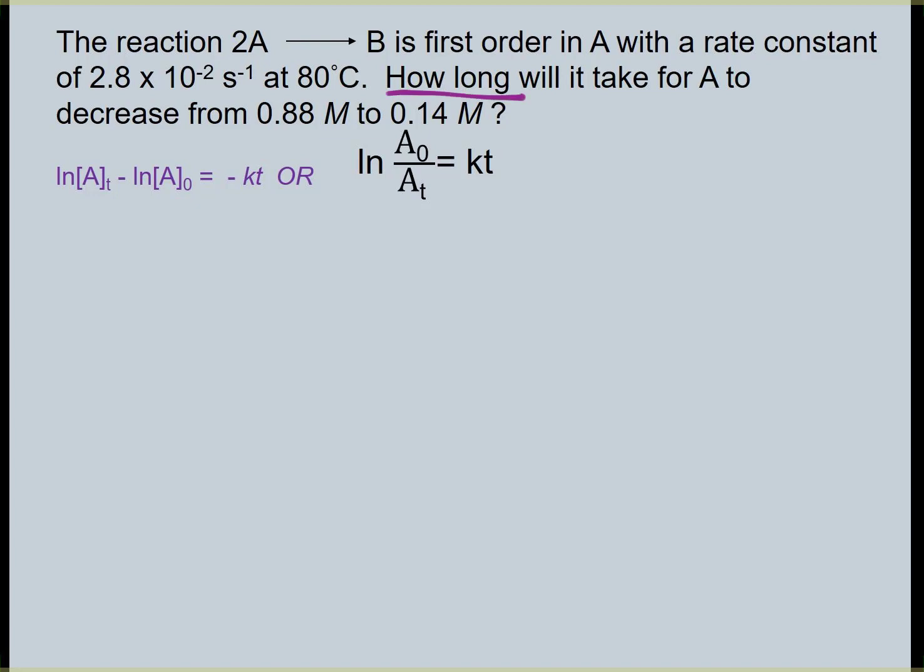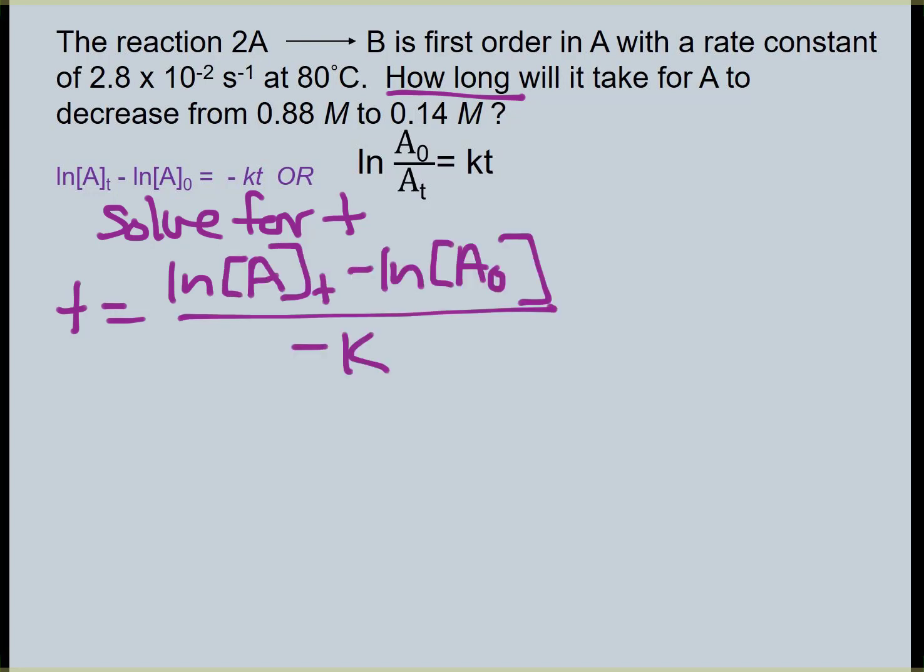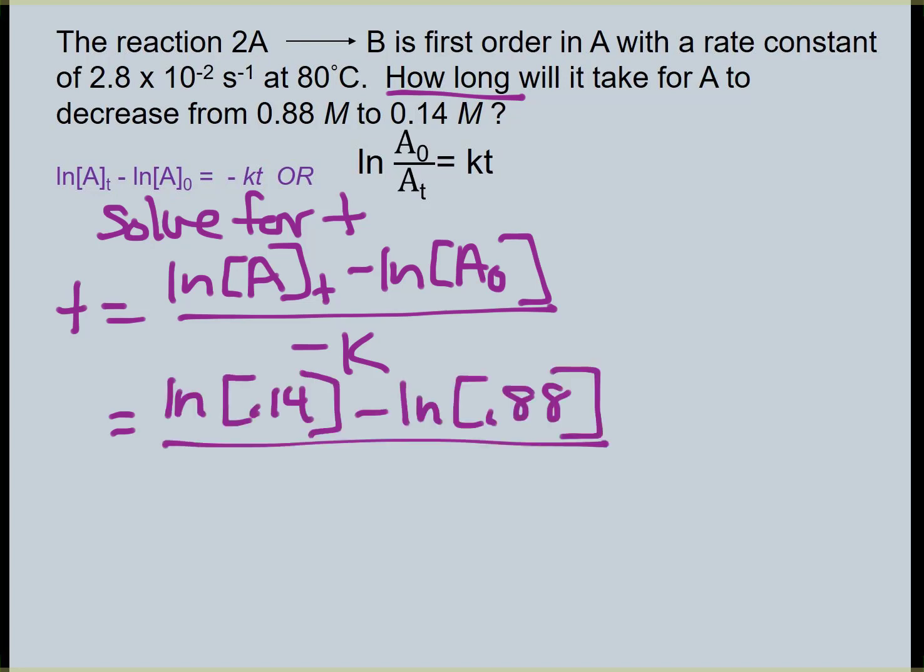So I'm going to solve for t, and I'm going to rearrange my equation so that t is equal to the natural log of the concentration at your ending time minus the natural log of your initial concentration, divided by the negative of the rate law constant. Let's go ahead and add our numbers. Generally, the concentration goes down, so your initial concentration should be higher than your ending concentration. So that's putting in all my values.